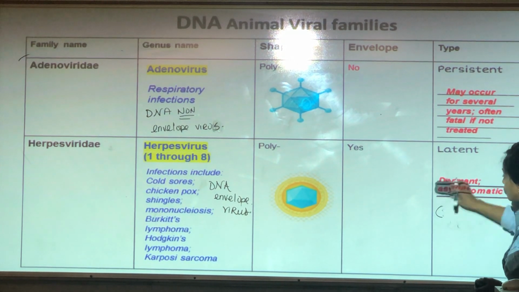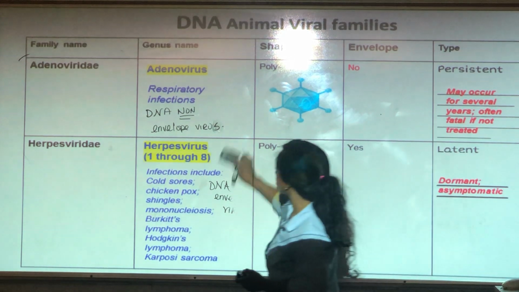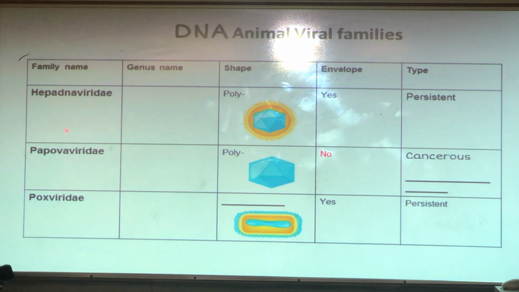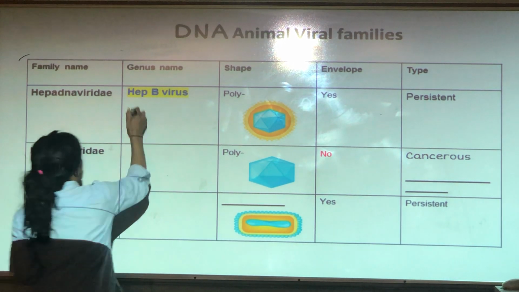Okay, so we have a few other DNA viruses. Right, so in the Hepnaviridae family, we have our hepatitis B virus. Right, so hepatitis B virus is a DNA envelope virus. It has polyhedral shape and it is persistent. Anybody know what area of the body hepatitis infects? What cells? All right, so hepatitis will infect the liver cells.